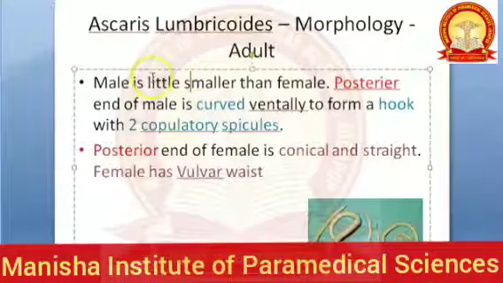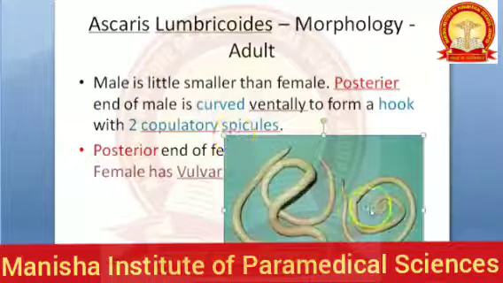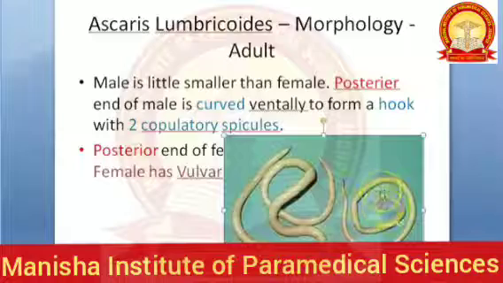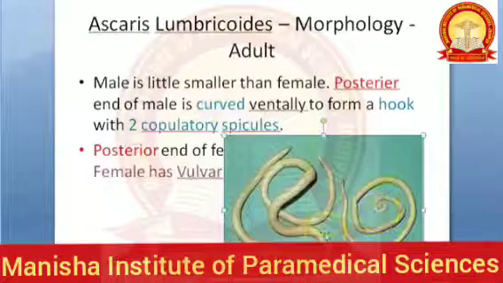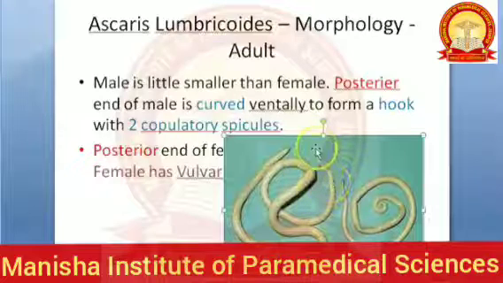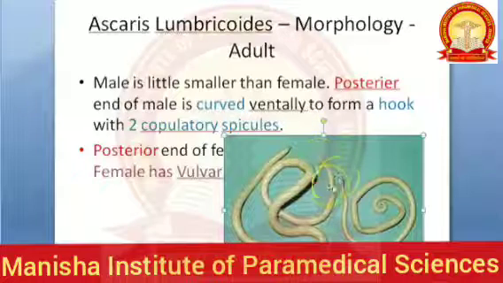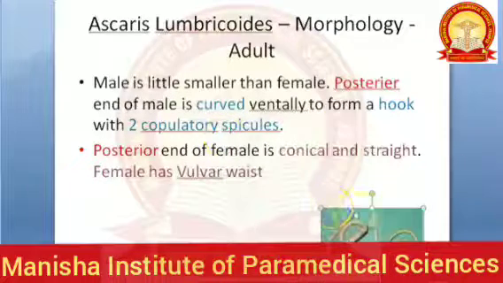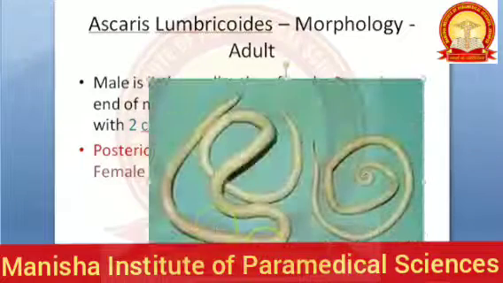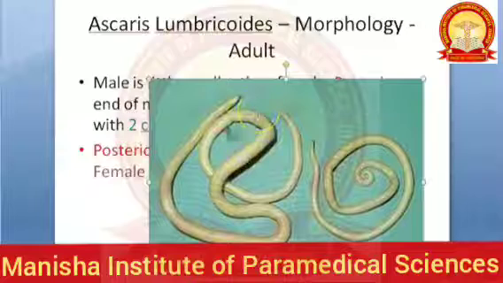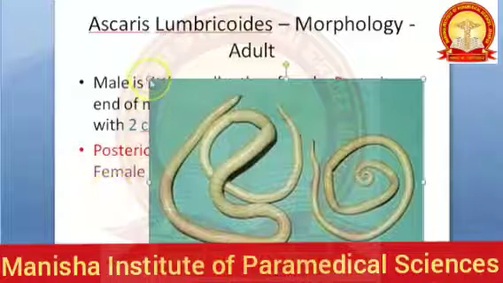Ascaris lumbricoides, the morphology is that the male is smaller than the female. It has in the posterior end a curved hook with two copulatory spicules. Female is longer, bigger. The posterior end of the female is going to be conical and straight. The female has a vulvar waist. Here you can see the vulvar waist.